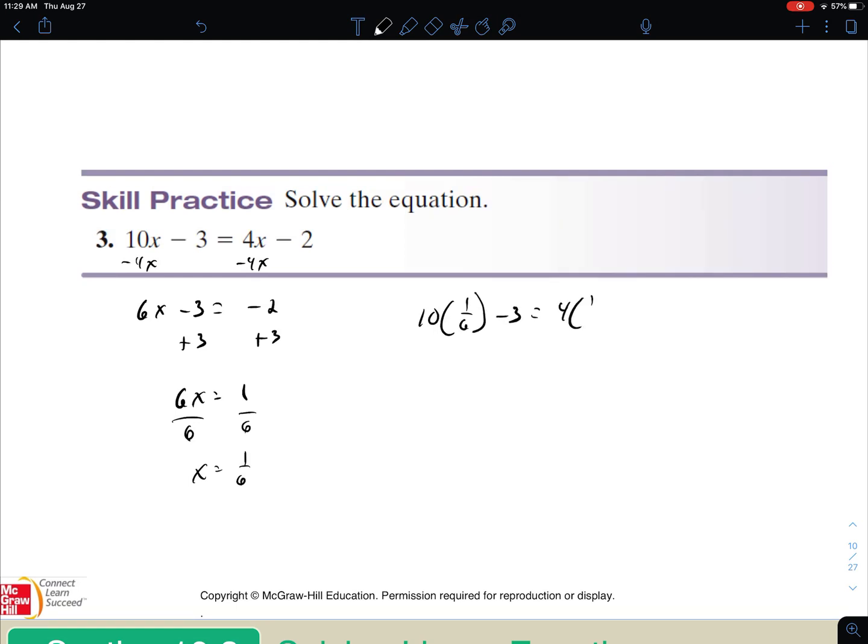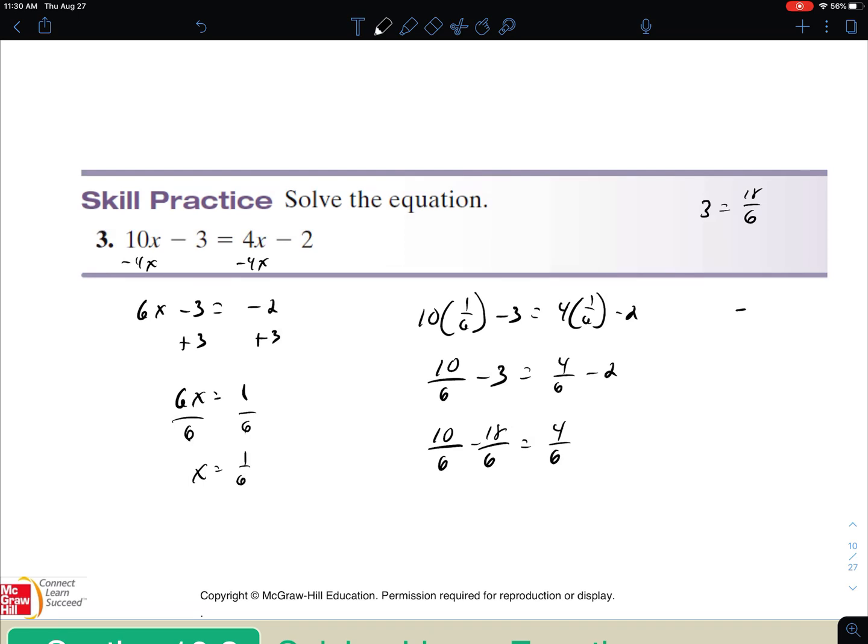And then I'm going to go ahead and test it out to see if I get the same thing. So let me make sure I got everything right here. So I subtracted 4x, I get 6x minus 3, added the 3, that's a 1. And so this is going to be 10 over 6 minus 3, and this is going to be 4 over 6 minus 2. And so if I turn the 3 into a fraction with a 6, it's going to be 18, right? So 6 times 3 is 18. 18 divided by 6 is 3. So it's going to be 10 over 6 minus 18 over 6.